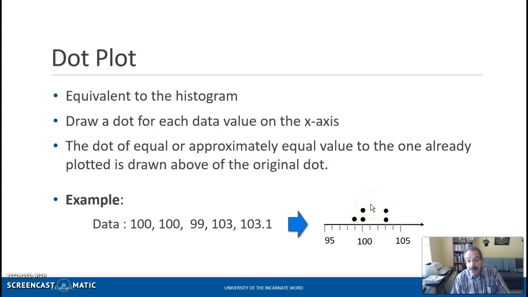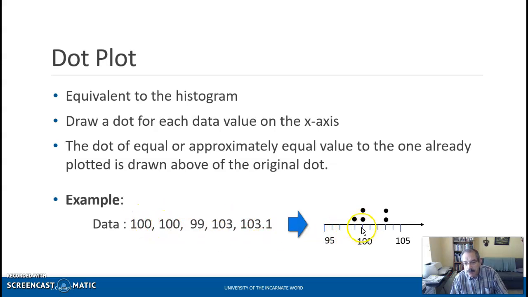If we were to have thousands of values, then a dot may represent not only a single observation, it may represent 20, 30, 40, 50 observations. So dot plots can be used when you have a lot of data. So in this example, we have the data values of 100, 2 of 100, 99, 103, and 103.1. So we have 200 values.